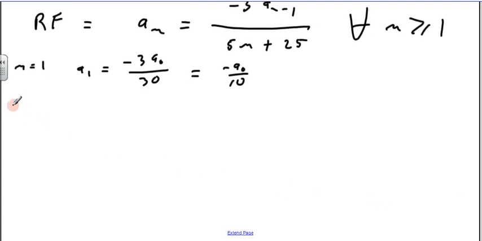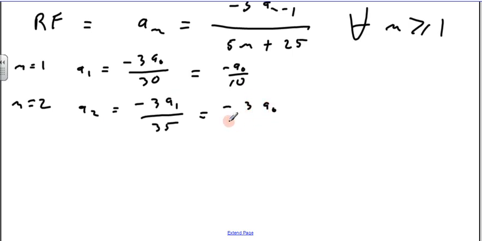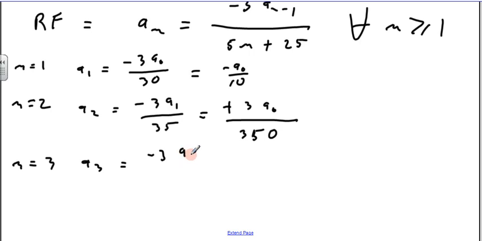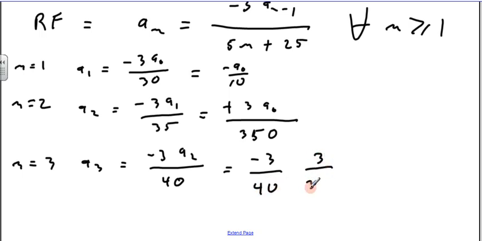Okay. At n is equal to 2, I have a2 is equal to minus 3a1 divided by 35, which is plus 3a0 over 350. Okay, and at n is equal to 3, I have a3 is minus 3a2 divided by 40. And so I got minus 3 over 40 times 3 over 350 a0, which becomes minus 9 over 14,000 a0.